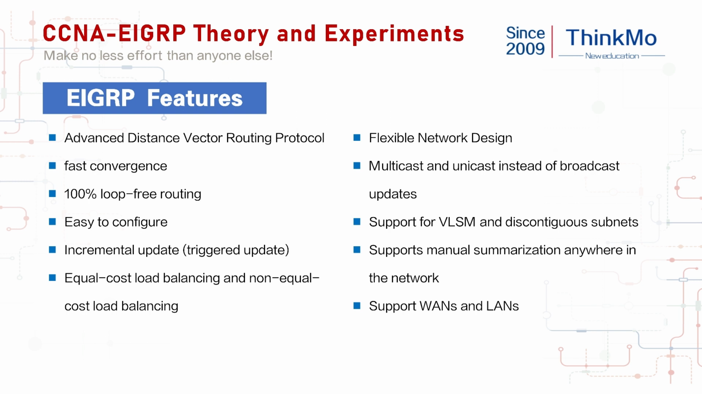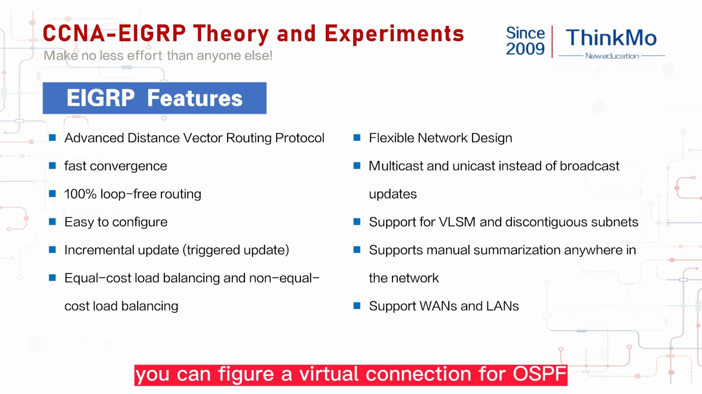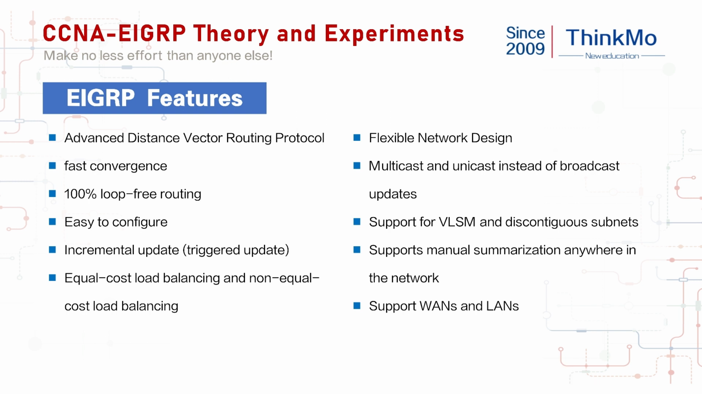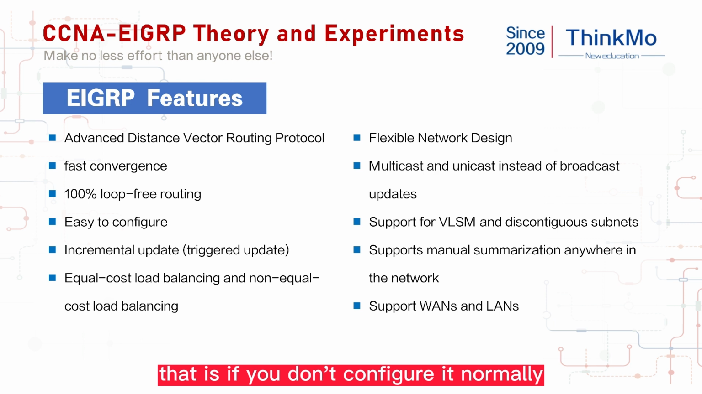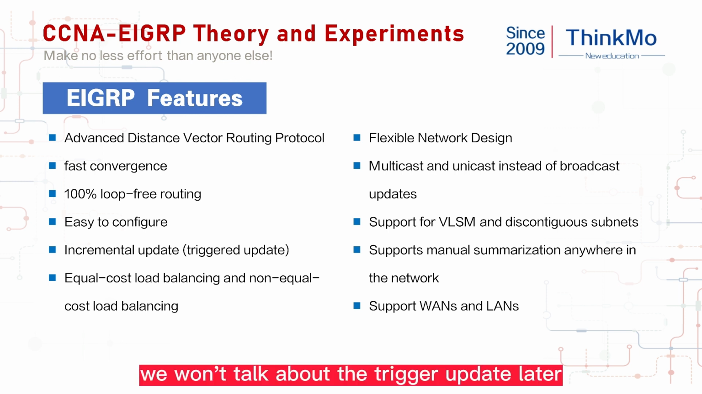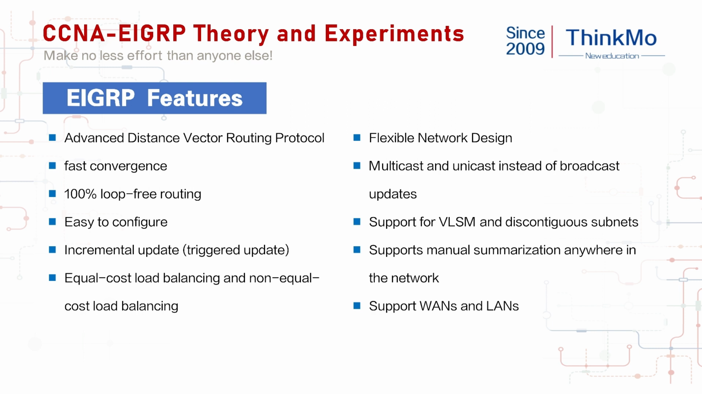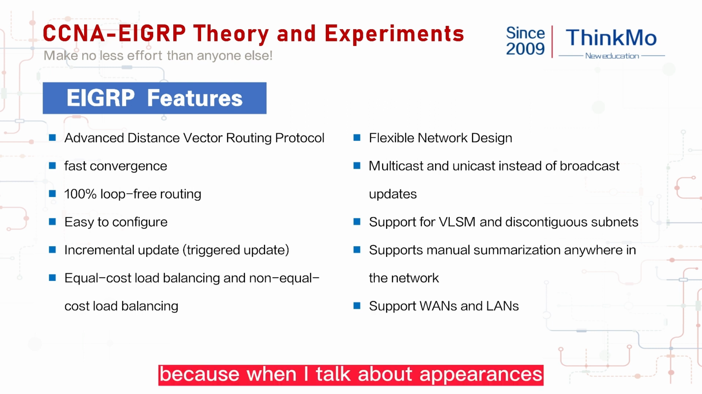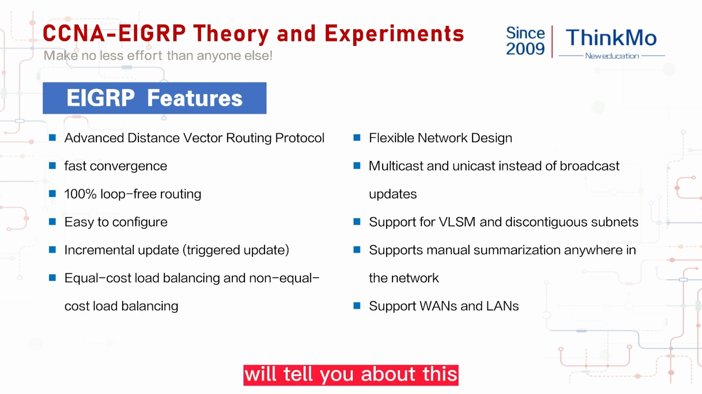For example, you configure a virtual connection for OSPF. This may create a loop. But we will not at this stage. That is, if you don't configure it normally, do not do those configurations that cause a loop. It won't have a loop. We won't talk about the triggered update later, because when I talk about the appearances, we'll tell you about this.